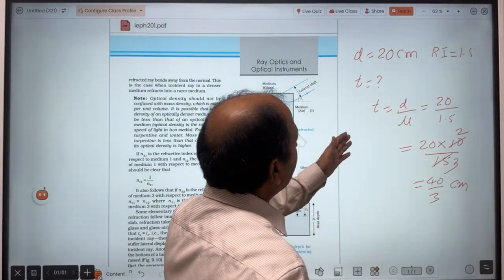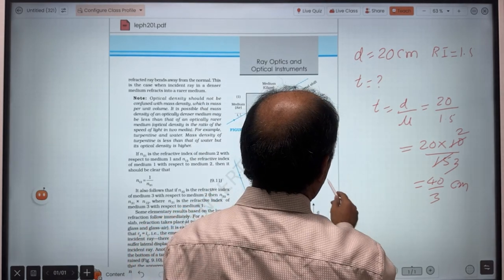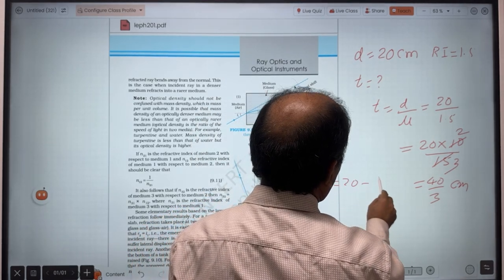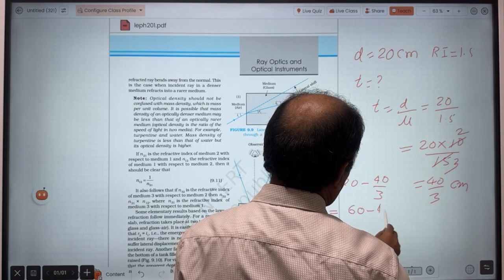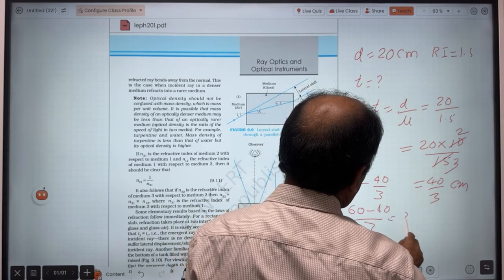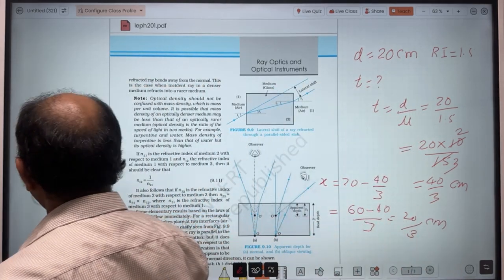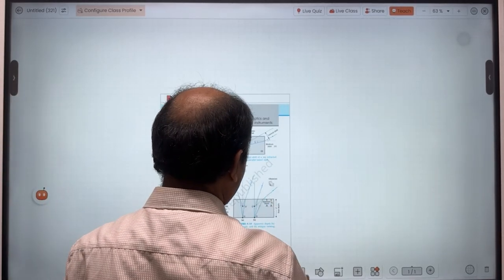Correct? And here, if you want to find out the normal shift, subtract the two. Normal shift, say x, will be 20 minus 40 upon 3, that is 60 minus 40 divided by 3, which is 20 upon 3 centimeters. So you have understood up to here very well, I think.